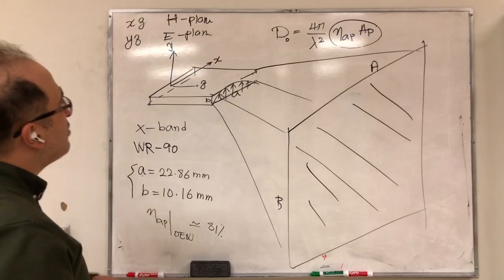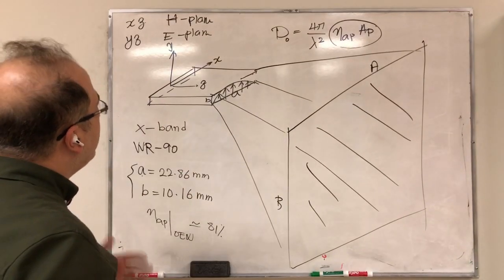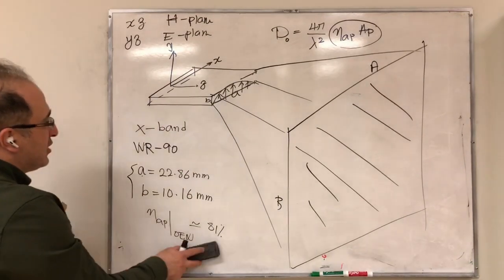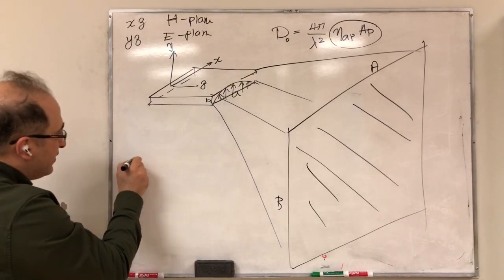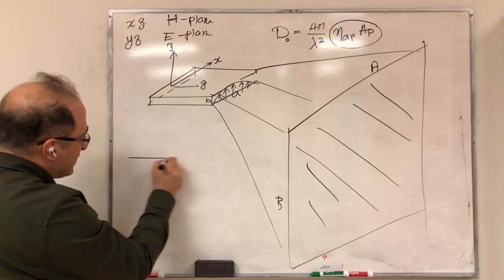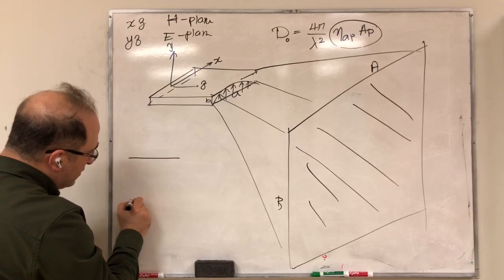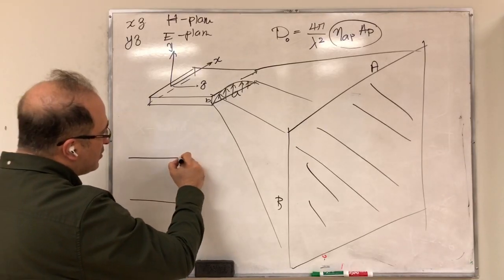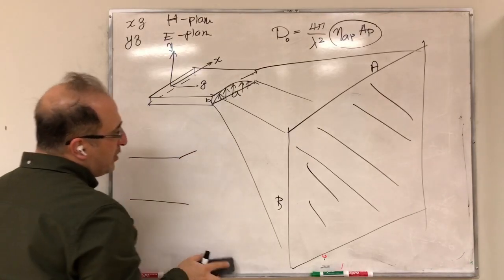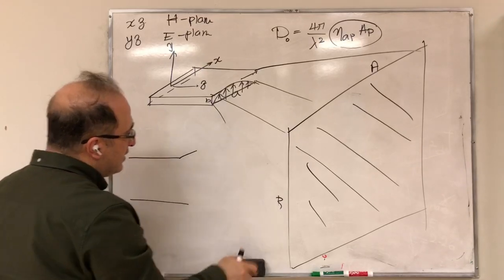So let's start by plotting this one in the H plane cross section. So let's do that. If I do that, then I have this cross section, and then it flares out. So maybe I can remove this.